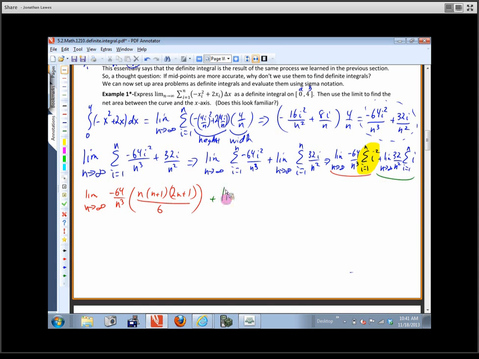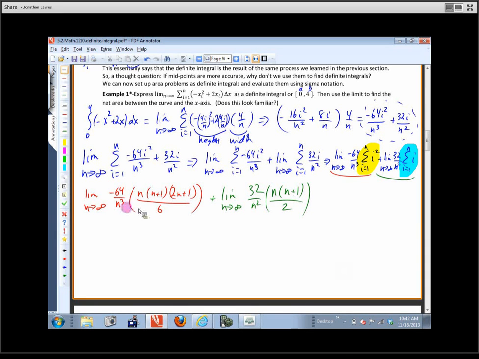This is going to be plus the limit as n approaches infinity of 32 over n squared, and then this sigma notation right here, this is the sum of the first n integers. And that formula, remember that little Carl Friedrich Gauss, he figured this out: n times (n plus 1) all over 2. With me there? Lots and lots of tedious work, but this is going to pay off when you're in 1220.